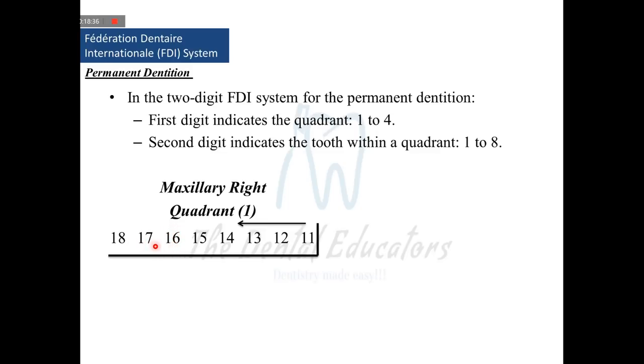6 is basically the first molar in the permanent dentition, and 1-7 represents the maxillary right second permanent molar. 1-8 represents the maxillary right third permanent molar. We can also call it just the third molar, because in the permanent dentition you have third molars. In the deciduous dentition you don't have the third molars.